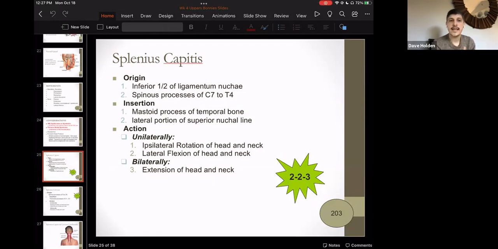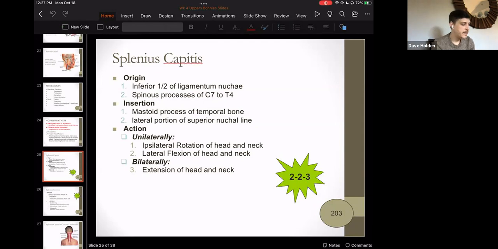Alrighty, first muscle for today is splenius capitis. The name splenius comes from a word that means bandage. These muscles are kind of strip-like muscles, so they look kind of like bandages. Capitis tells you where the muscle inserts. Capitis, like where you wear your cap, inserts on the skull.